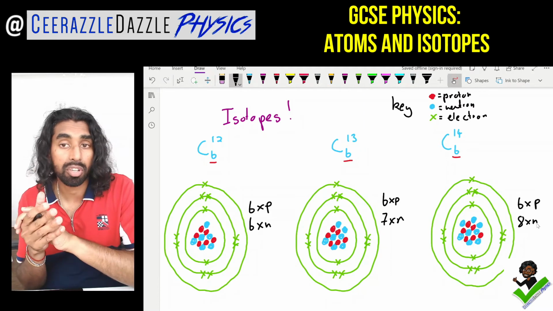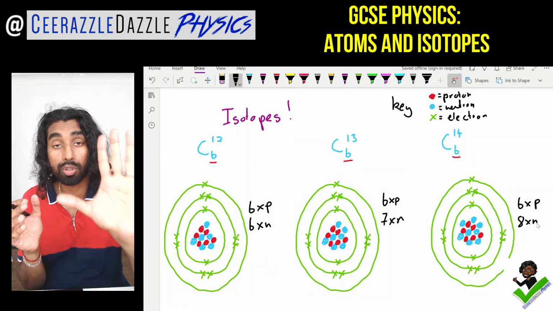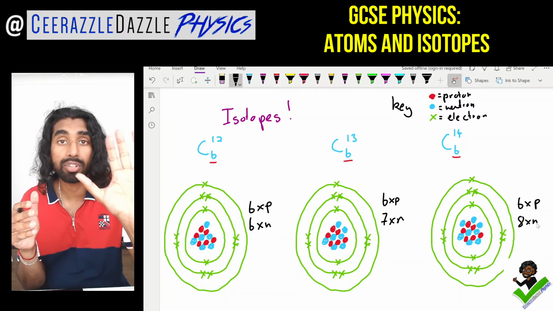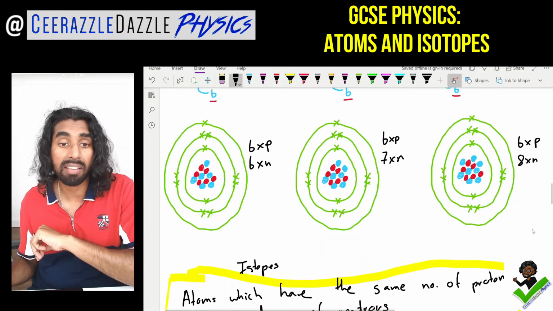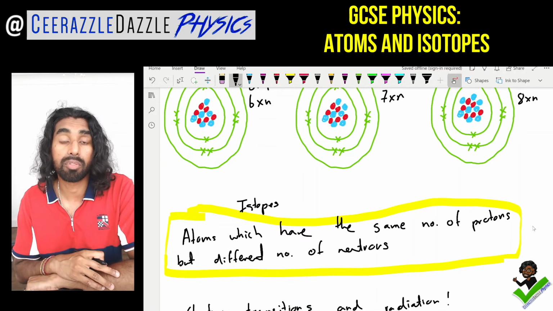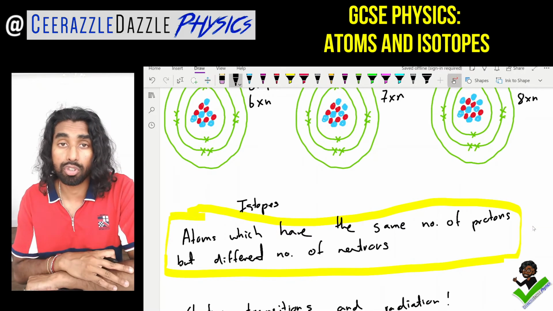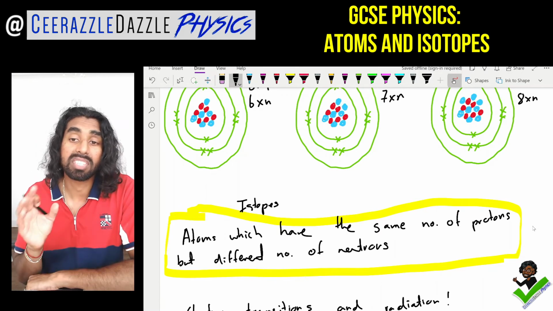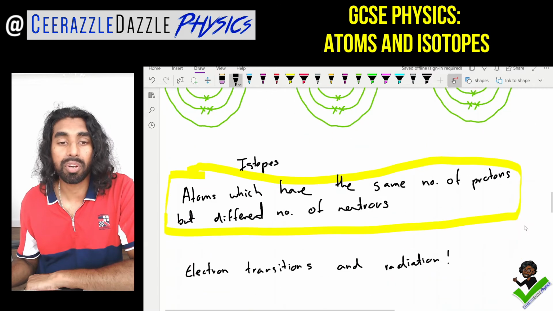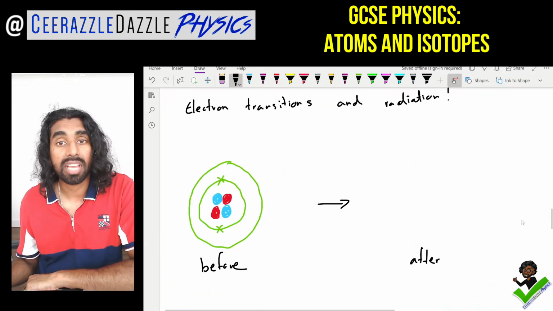So these are all isotopes, guys. The reason why is because look, they have the same number of protons but a different number of neutrons. And that is the key definition for isotopes. Isotopes are atoms which have the same number of protons but a different number of neutrons, and that's a definition you should memorize. Okay, so moving on. Electron transitions and radiation.